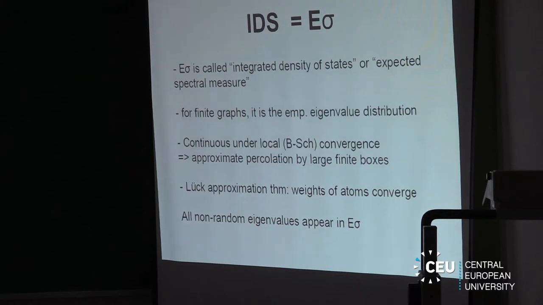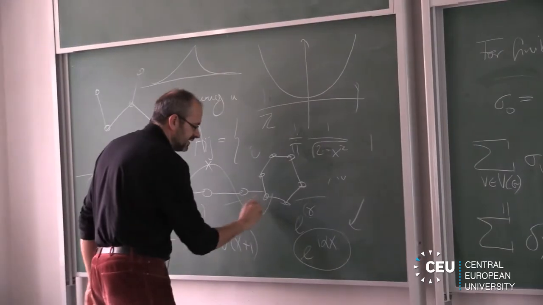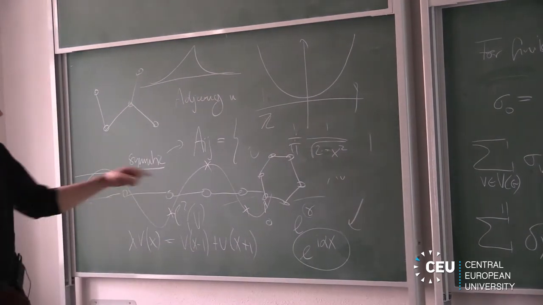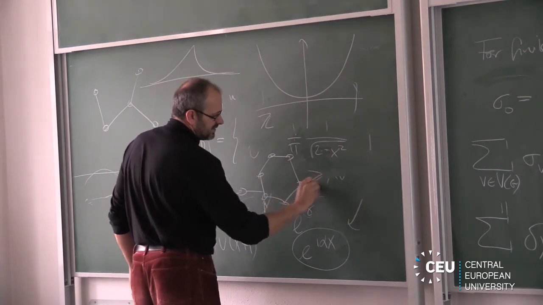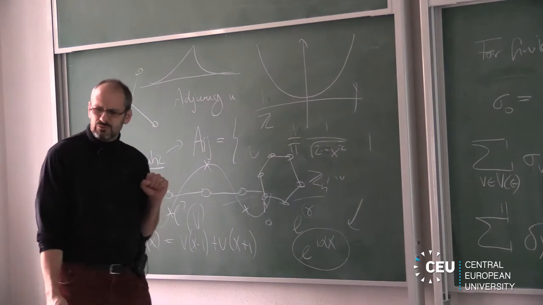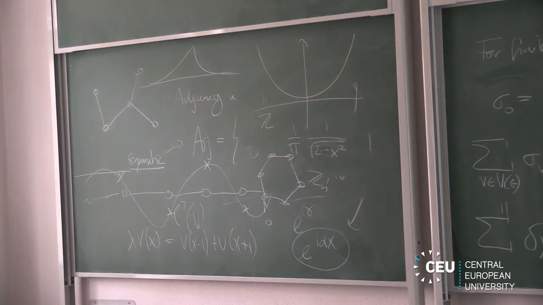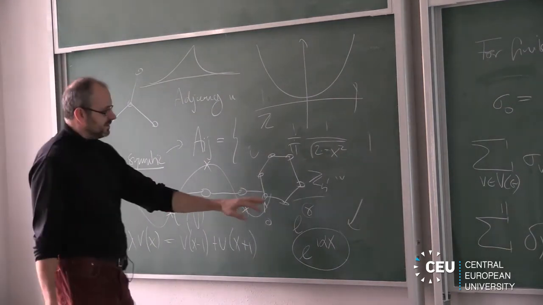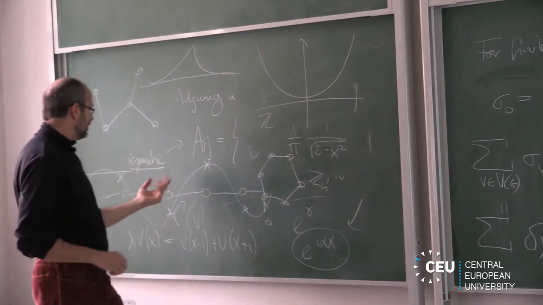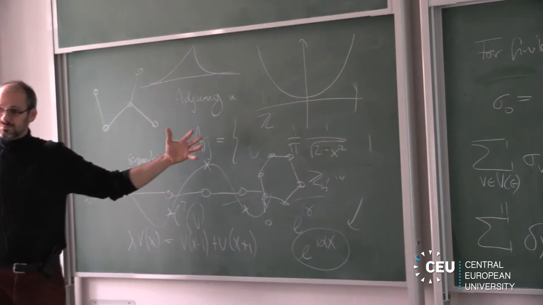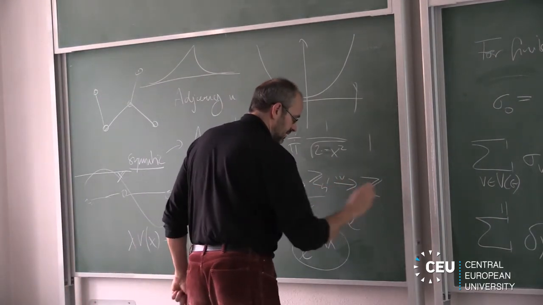And then there is this very nice fact that this expected spectral measure is continuous under local convergence. What does this mean? There is this nice notion of convergence of graphs. Suppose you have a sequence of graphs, for example circles of length n, so let's call them Zn, and let's say you have some root for each graph. If you fix a neighborhood of the root of some radius r, then eventually, as n goes to infinity, the neighborhood of this root looks like a neighborhood of Z, because the circles are getting bigger and bigger. So we say that Zn converges to Z locally.